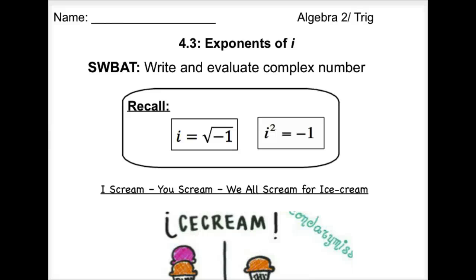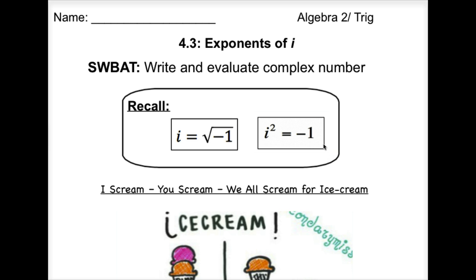Lesson 4.3, Exponents of i. Our objective today is that students will be able to write and evaluate complex numbers. Previously, we talked about i is equal to the square root of -1 and i squared is equal to -1.